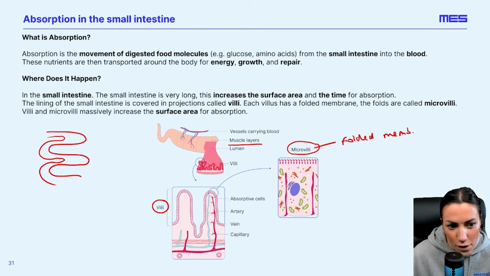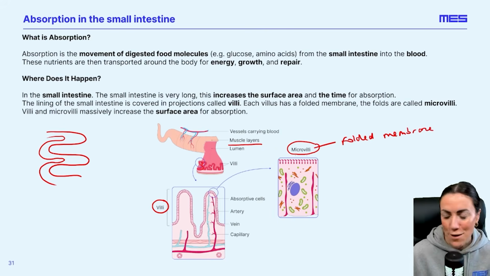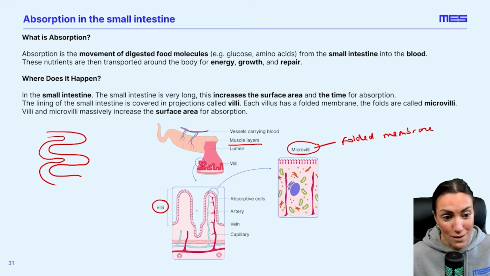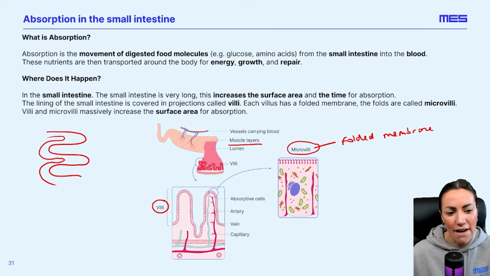And we call those folds microvilli. So you've got the villi, which are folds, but the outer layer of cells also have a folded membrane. So you've got folds on folds. Microvilli on the villi. You've got a huge surface area over which absorption can take place. And some of that absorption will happen by diffusion, but it does depend on the concentration gradient.